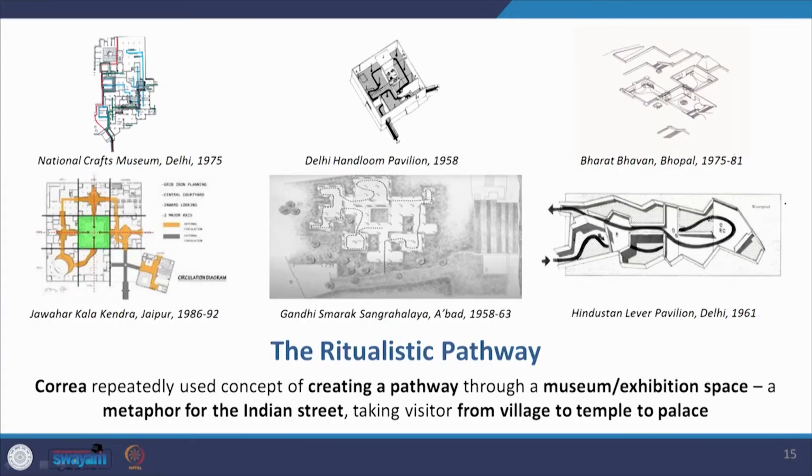The ritualistic pathway is one of those things that Charles Correa repeatedly used in his projects. For example, what is it? It's like the concept of creating a pathway through a museum or an exhibition space which is like an Indian street. That's a metaphor for an Indian street, like the way you would move in an Indian village, or the way you would move in a temple, or the way you would move in a palace. So you find that in the National Crafts Museum he creates a ritualistic pathway so that you can follow the exhibits as you move along.